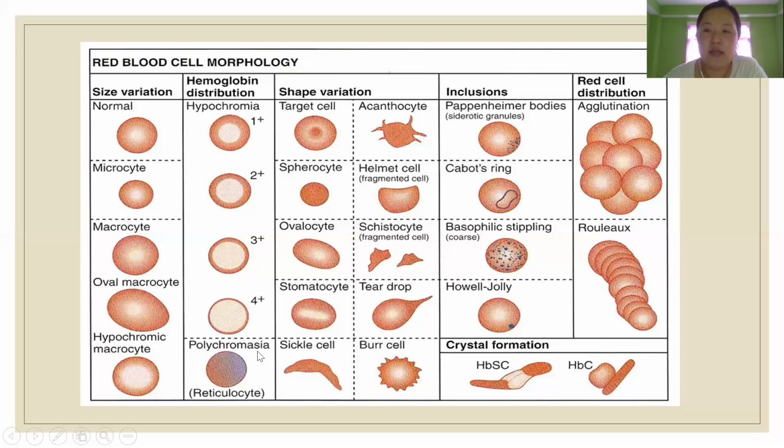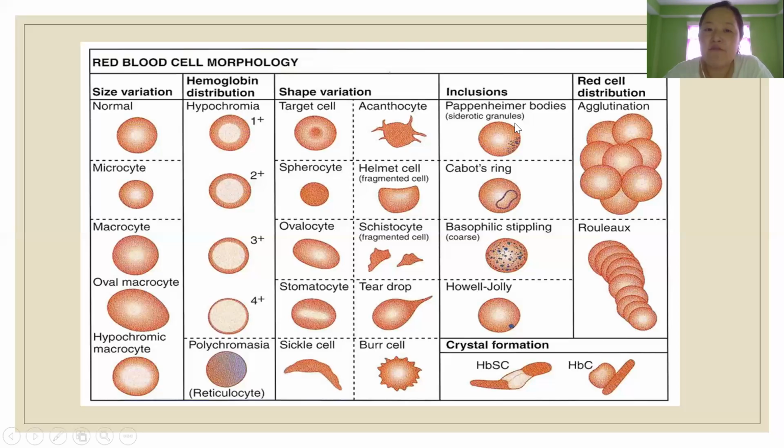Polychromasia is nothing but a classical sign of compensatory erythropoiesis. Compensatory erythropoiesis is nothing but if the loss of RBC is very high, then what happens, there is a lot of pressure on the bone marrow, and the bone marrow tries to make RBCs quickly, then immature RBCs will come into circulation, and that can be polychromasia.